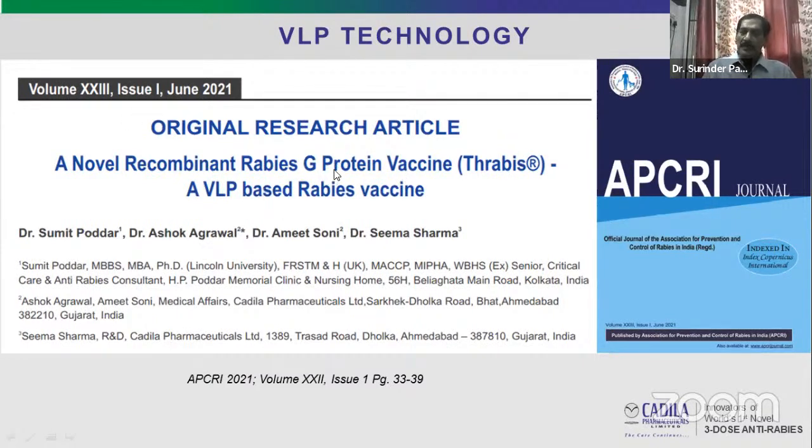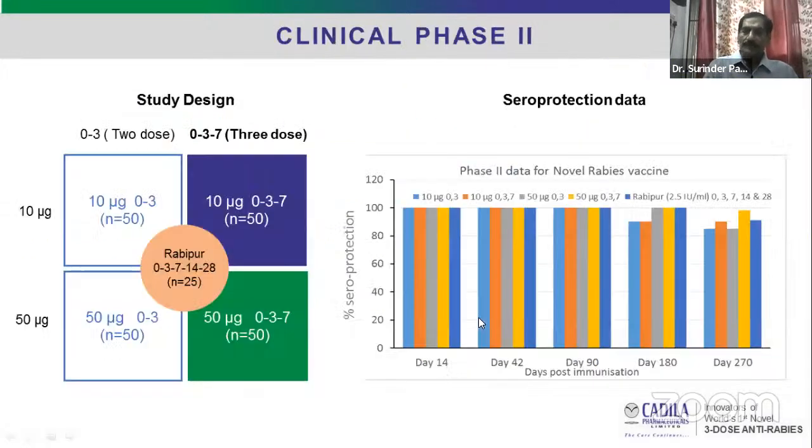This study has been conducted by Dr. Smith Podar. I know him personally. He's a very nice man and a dedicated person in the research of rabies in Calcutta. Then Ashok Agrawal, Amish Soni, and Seema Sharma are attached with the Kerala Health Pharmaceutical and doing the research there. And their research shows.